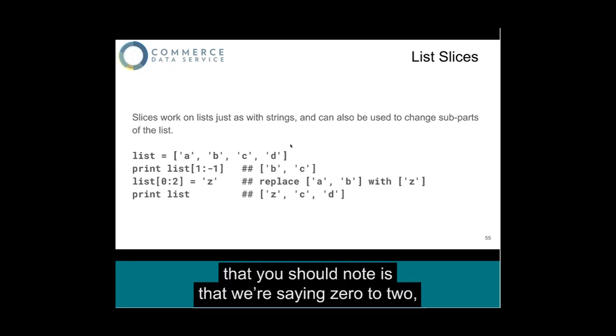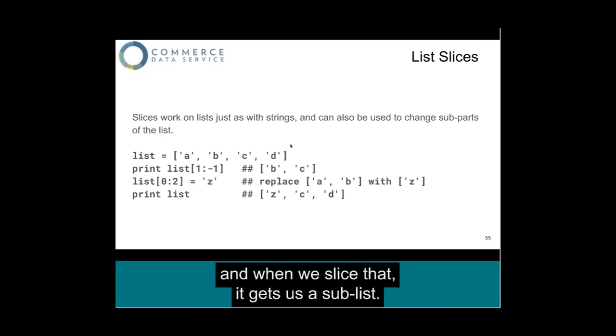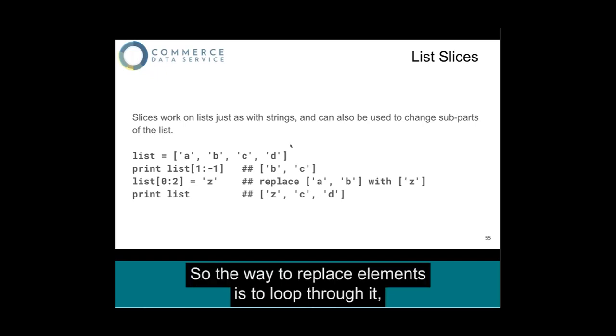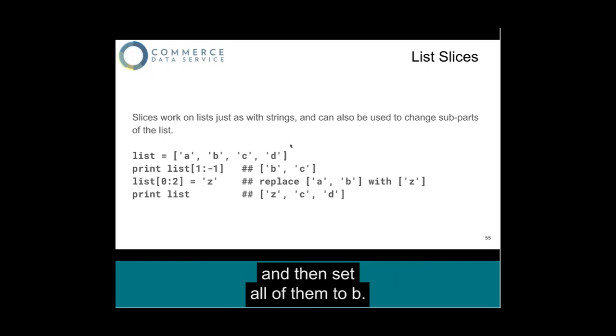No. That's the thing you should know: we're saying 0 to 2, and when we slice that, it gets us a sublist, not both elements. So the way to replace all elements is to loop through it and then set all of them to Z.